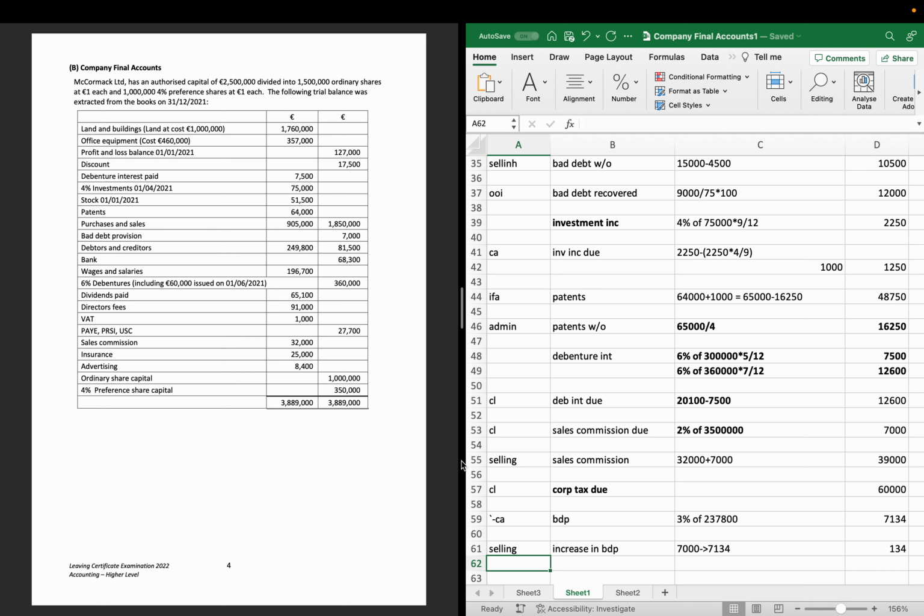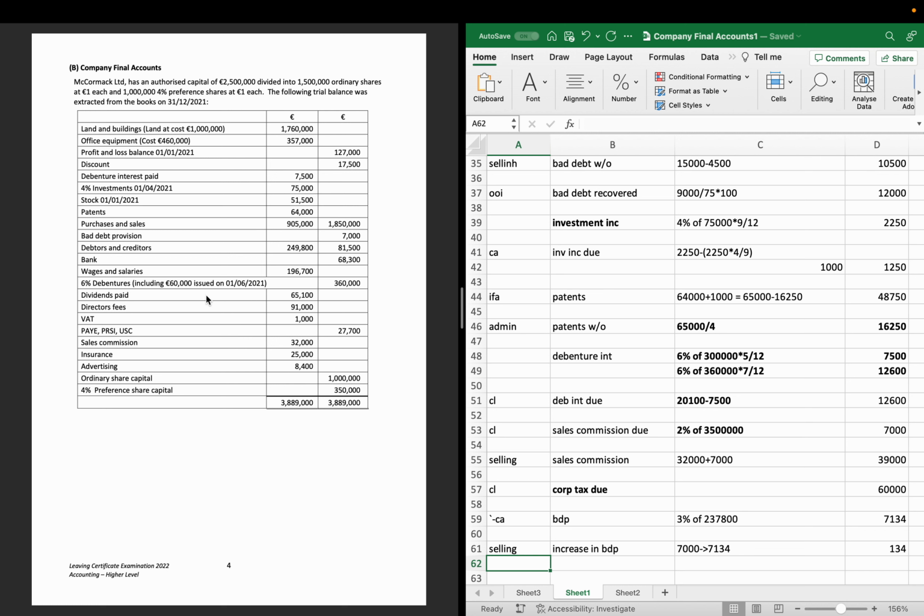Alright, so that leaves us with land and buildings. We've done office equipment. Profit and loss balance it's a credit, so it's added on at the bottom. Discount, credit, other operating income. Debenture interest paid is done. Investments are a fixed asset. Opening stock is in its normal spot. Patents has changed. Purchases and sales, normal spots unchanged. Bad debt provision has changed, so it doesn't go in. Debtors and creditors are both changed. Bank has changed. Wages is admin. Debentures is financed by.